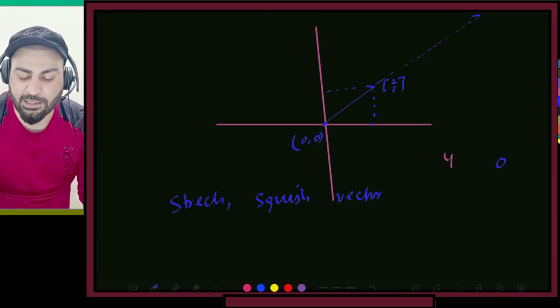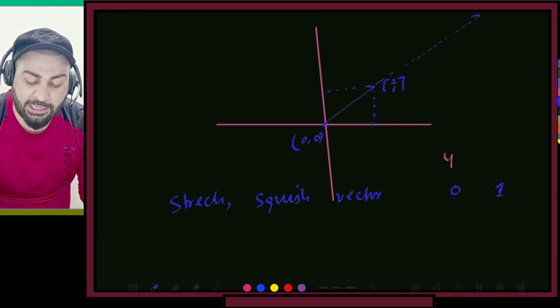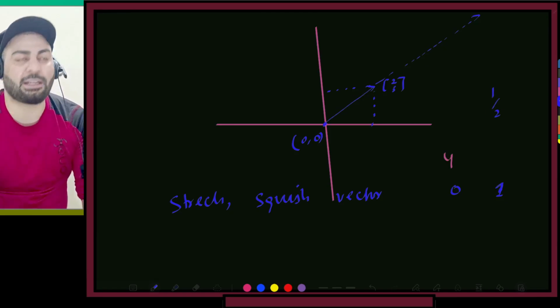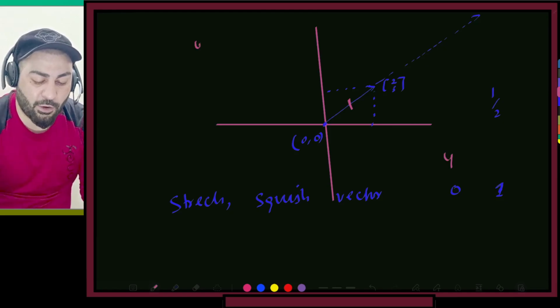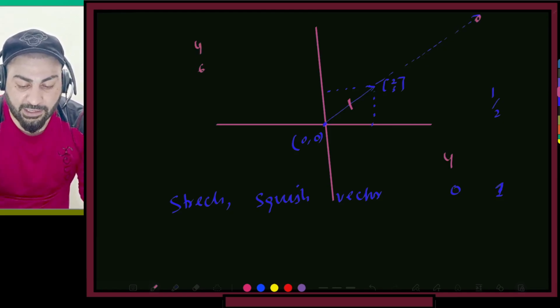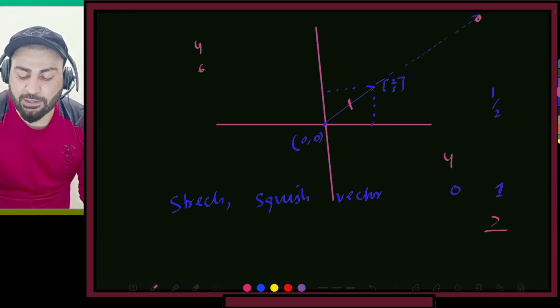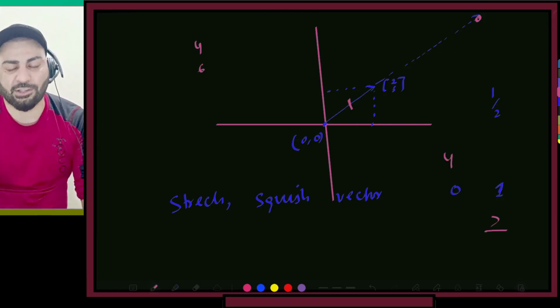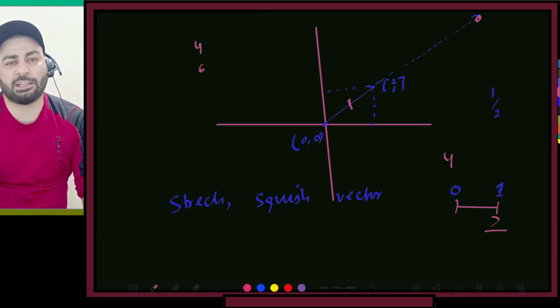If a number is between 0 and 1, it will squish the vector. So if I multiply it by 1/2, it will make the vector half. It will make a vector like this. If I double the vector, it will be 4, 6. So 4, 6 is here, and this will be the vector. So if I multiply it with a number greater than 1, it will increase the size of the vector. If you multiply it by a number between 0 and 1, it will squish the vector.